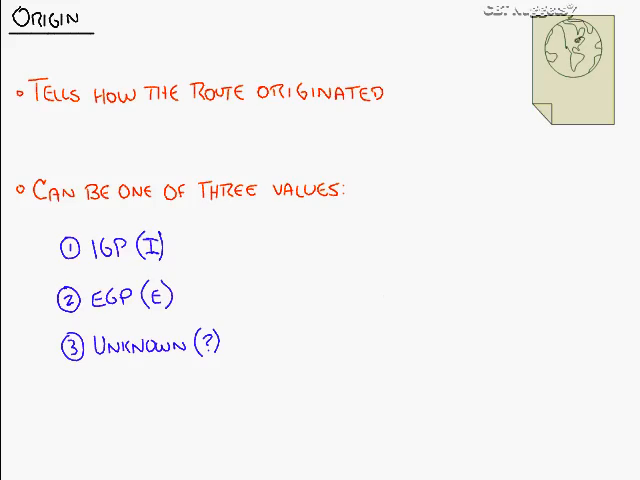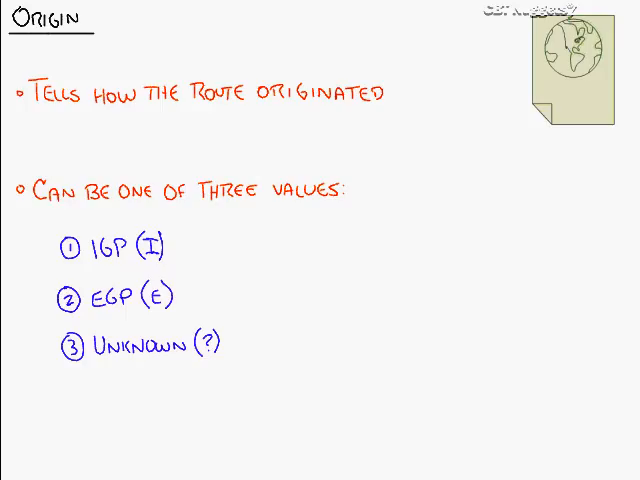The final well-known mandatory attribute, the one that has to be in every single update, is the origin. Where did this route come from? We need to know. It can be one of three values, which in my personal opinion is not flexible enough, but this is how the standard was written. The first one is IGP, as in the route originated from an interior gateway protocol of some sort. The second one is EGP, which is the exterior gateway protocol.